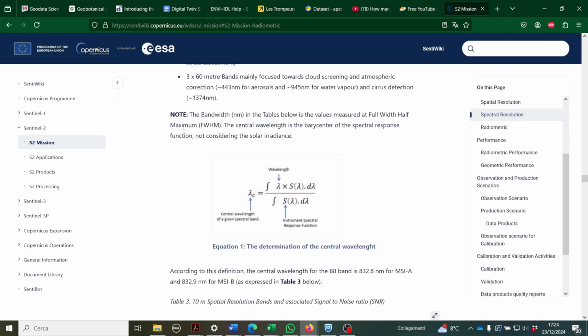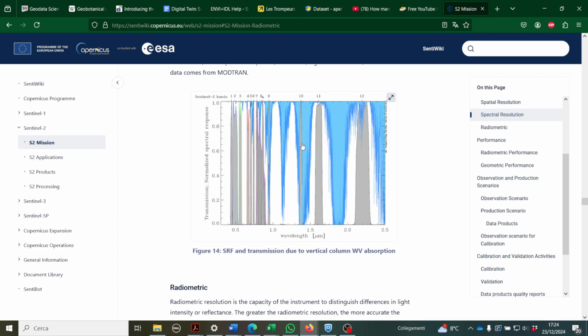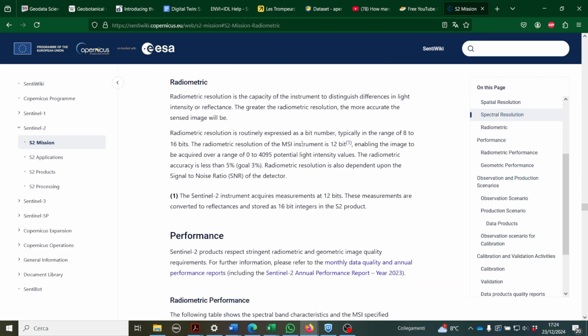All right. So the radiometric point of view concerns the possibility to memorize the signal, the radiance, that is coming from the ground. And from this point of view, the Sentinel-2 instruments acquire measurements at 12 bits of radiometric resolution. That means that we have a digital number large enough to represent in a very good way the radiance that is coming from the ground.